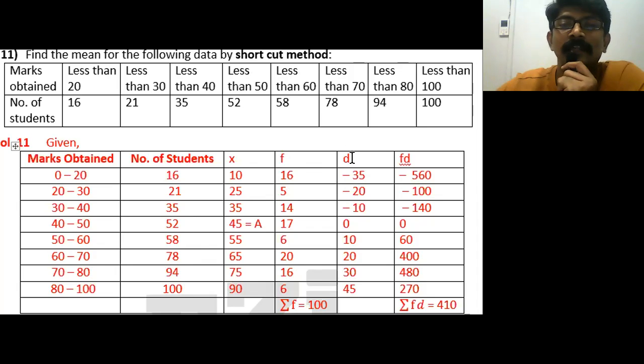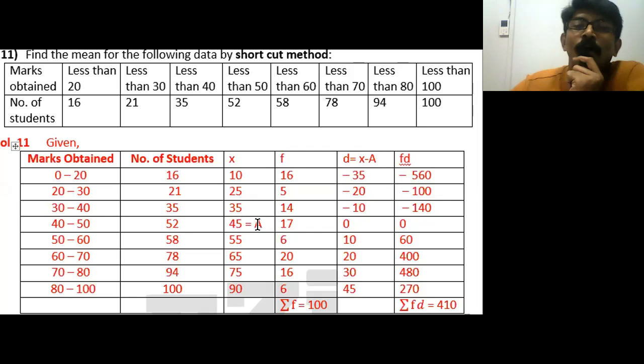D कैसे मिलेगा? D का फॉर्मूला है बेसिकली d is equal to x minus assumed mean. So now पहले assumed mean को fix करते हैं. तो you can choose any value from this 10 to 90 numbers, that is say 45 is considered as assumed mean. Okay, now assumed mean fix हो गया, तो d का वैल्यू क्या है?